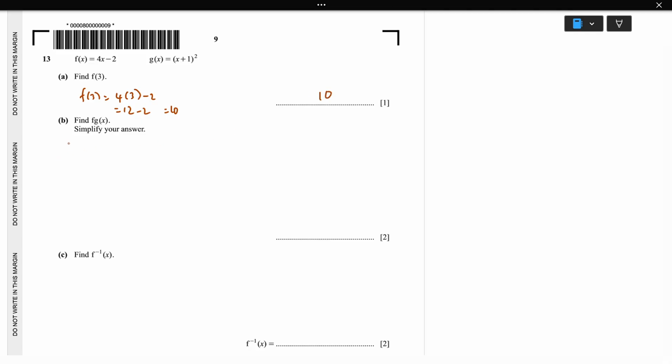Next, find f of g of x. So g goes into f, which is f of g of x equal to 4 times (x plus 1) whole square minus 2. So we'll expand now. (x plus 1) whole square: we need to multiply x plus 1 times x plus 1, so x square plus x plus x plus 1, which is x square plus 2x plus 1. So that is what I've written here.